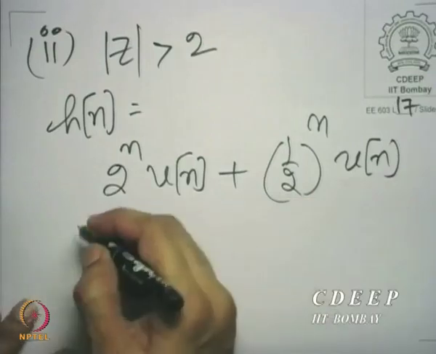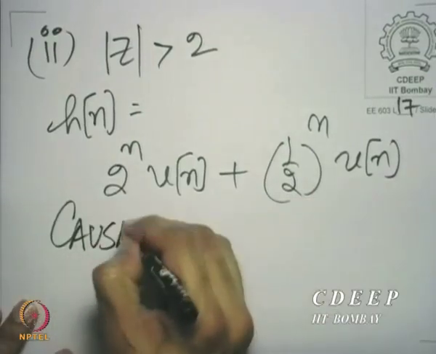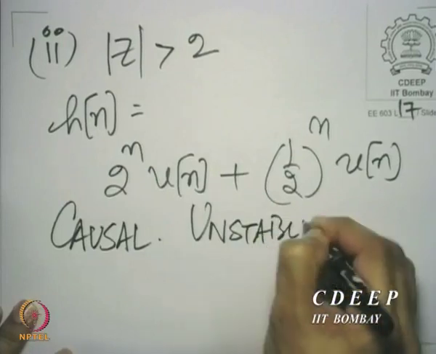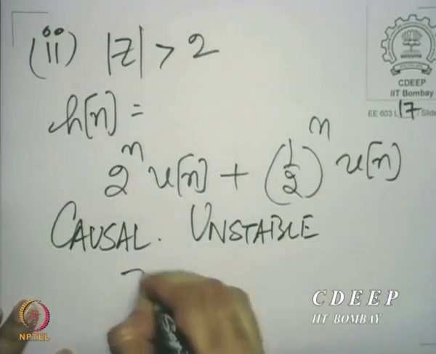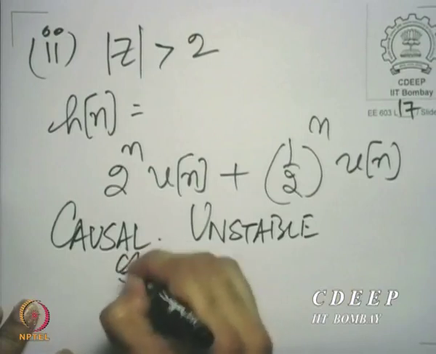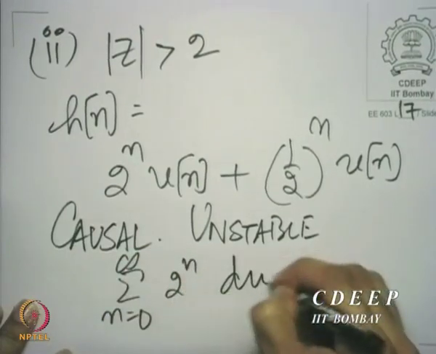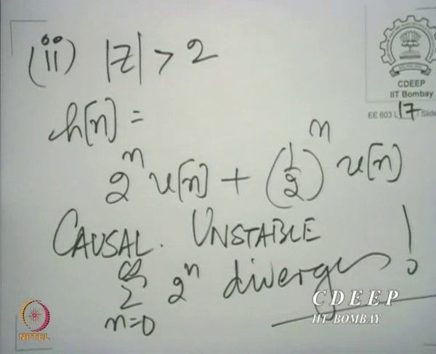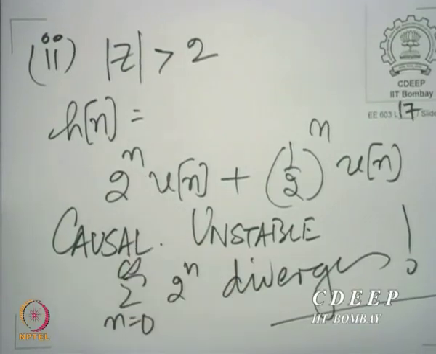but here we have a causal system, but clearly unstable. That is because the summation n going from 0 to infinity of 2 raised to the power of n diverges. That arises from here. That term diverges. So, the system is unstable.